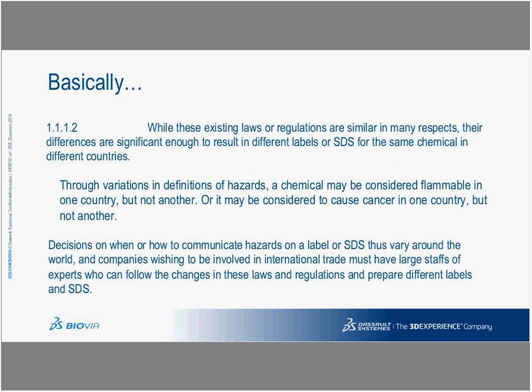So basically, a lot of information is in the GHS. There's one part that really jumped out at me in simplifying it, and it's this middle paragraph here. Through variations and definitions of hazards, a chemical may be considered flammable in one country, but not another, or cause cancer in one country, but not another. The goal, if you look at the big picture, as we continue to grow, trade becomes easier, communication, we need to ensure it's all streamlined.